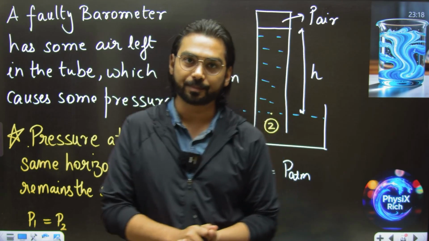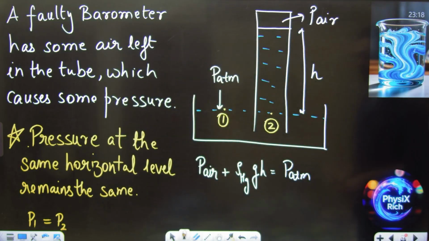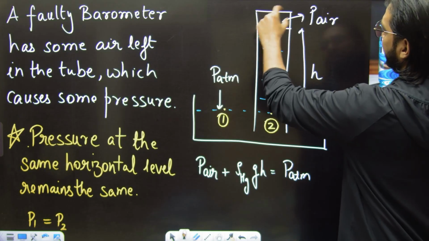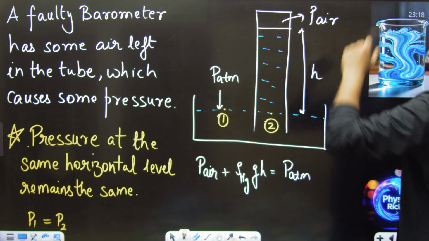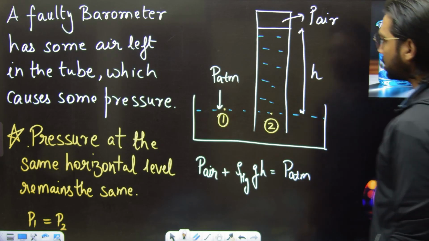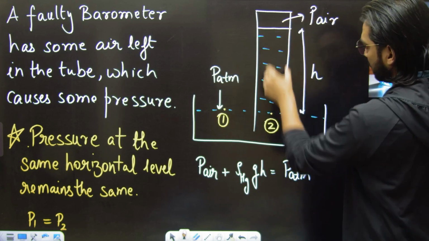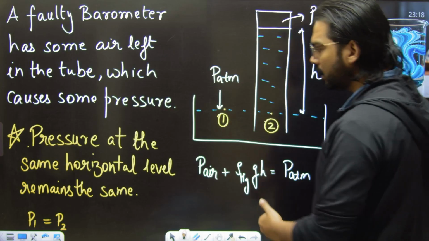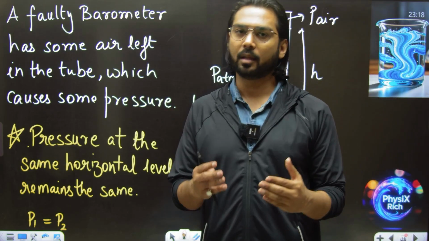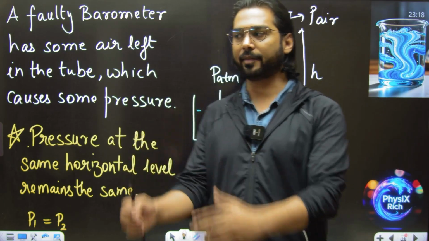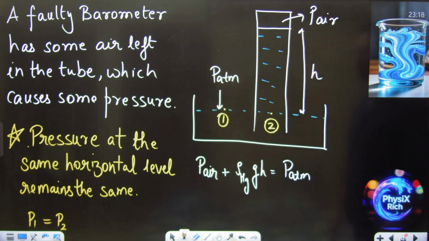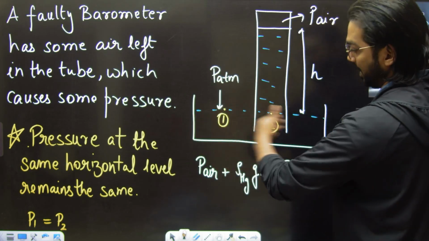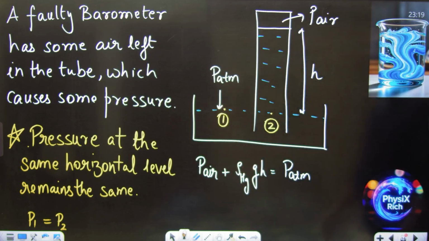All right. So, if at all we have a faulty barometer, this is not exact vacuum. There is some pressure over here. In that case, the pressure of this air plus the rho g h will give us the P atm, and obviously this height would be less compared to 76 centimeters. And we are obviously applying the concept that the same pressure exists at the same horizontal level. All right.